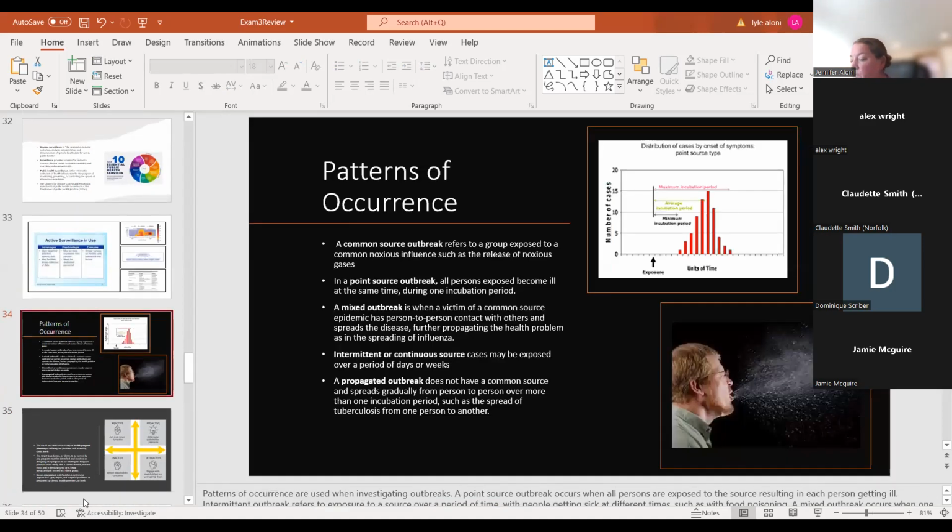All right, now common source outbreak is when we have different patterns of occurrence. So this is part of our surveillance chapter on outbreaks. So a point source outbreak is when all people become sick during one period of time, okay? And they can be exposed to the one source.